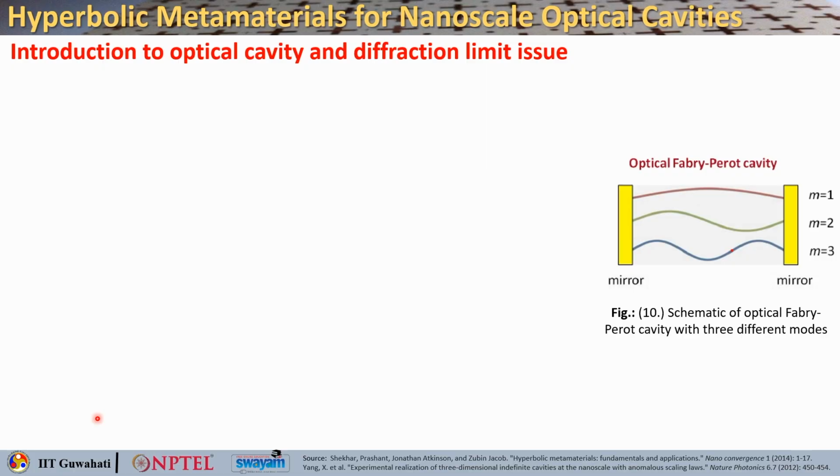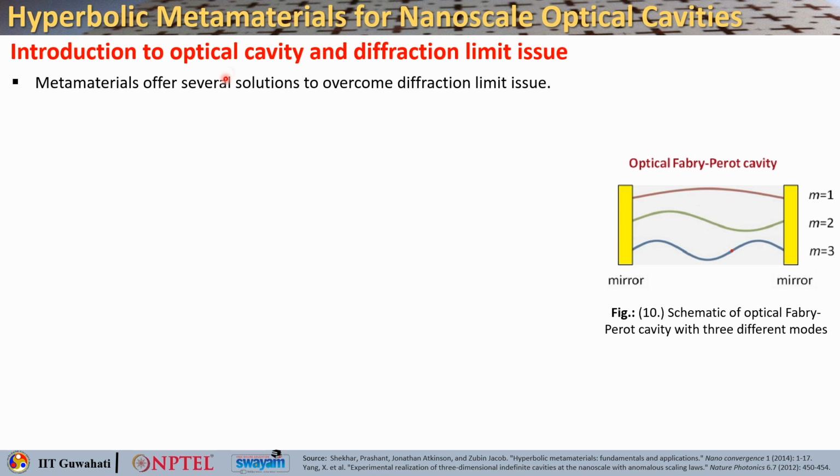Now, let us look into some other applications of hyperlens, or you can say hyperbolic metamaterials in general, for nanoscale optical cavities. These are basically optical cavities, and we will see how the diffraction limit issue is troubling them in giving you a higher figure of merit.